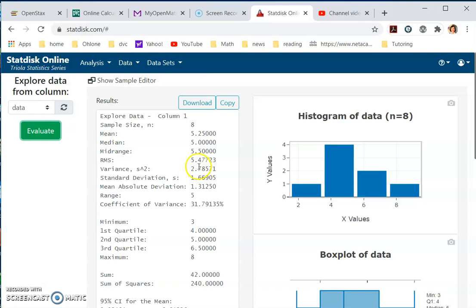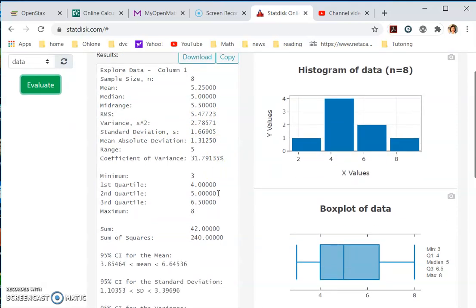Most of the time we round it to 1 or 2 decimal places. Some homework questions want you to round to 2 places, some want you to round to 1, so just look at what is required for your homework. So I would say 2.8, and the standard deviation is 1.7. These are the two that are most important.